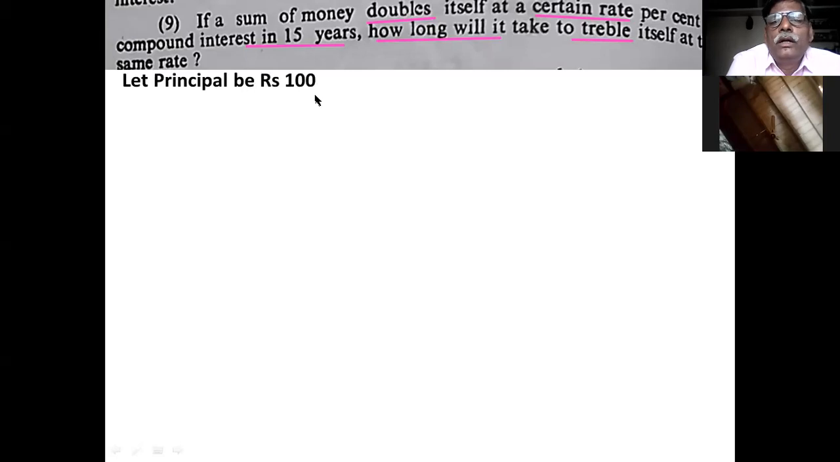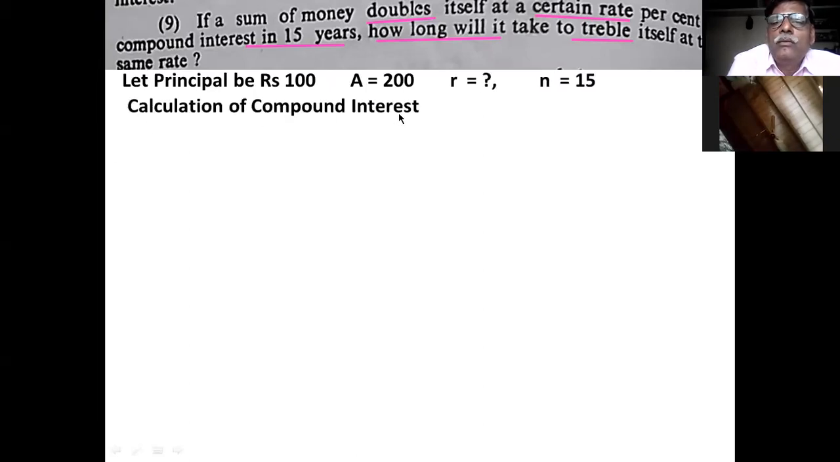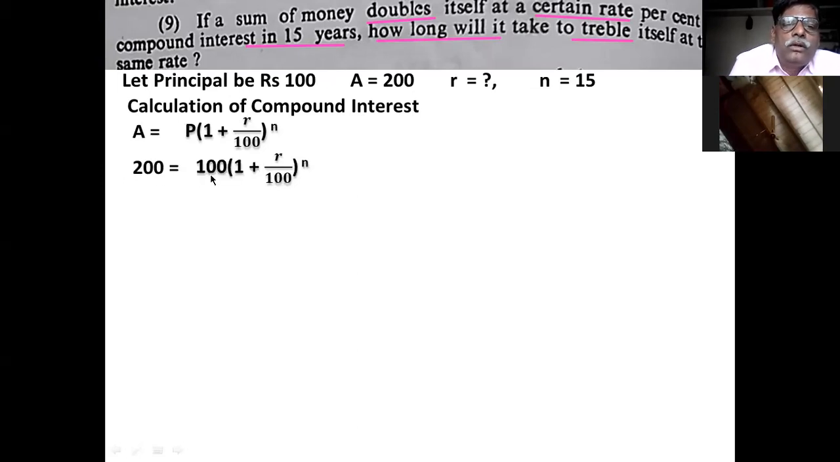Let principal be 100. A is equal to 200. Double means amount 200, so principal 100 becomes 200. R is unknown, N is 15 years. So calculate the compound interest. A is equal to P in the bracket 1 plus R by 100 raised to N. So 200 is equal to 100 times (1 plus R by 100) raised to N.